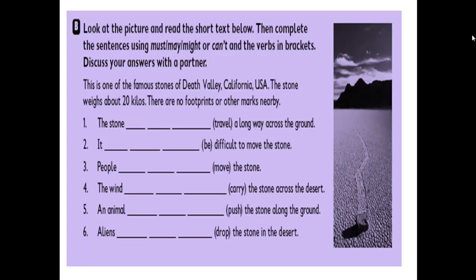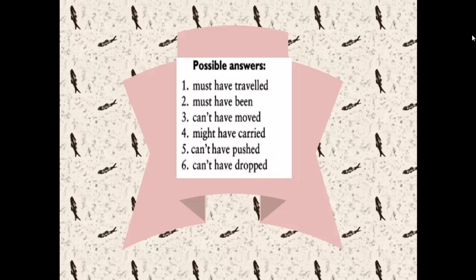After doing this exercise orally, we can see the answers. Number one, must have traveled. Here we have doubled the L. Must have been, can't have moved, might have carried. Here we have changed the Y into I and put ed. Can't have pushed and can't have dropped, and here in the final sentence, we double the P letter.